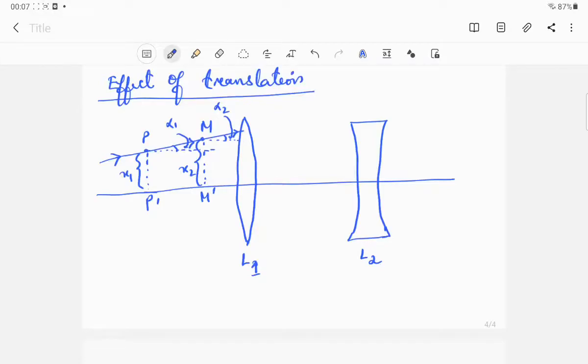Okay, now under the matrix method for paraxial optics, let us discuss the effect of translation. As we are repeating the same diagram, you can mind the points P and M, and you can see that this is the Z axis, and in this direction we have the X axis. Now what happens in the effect of translation?